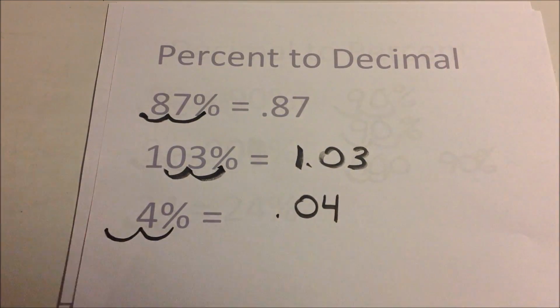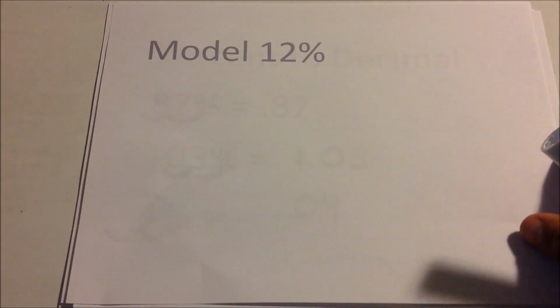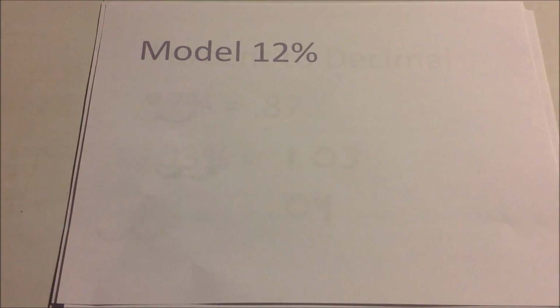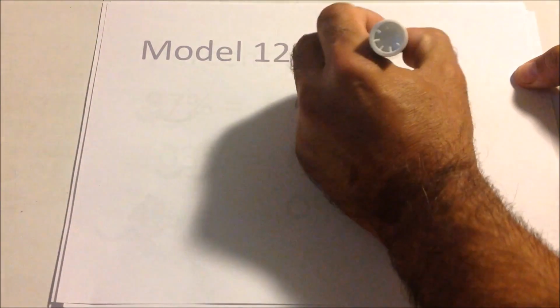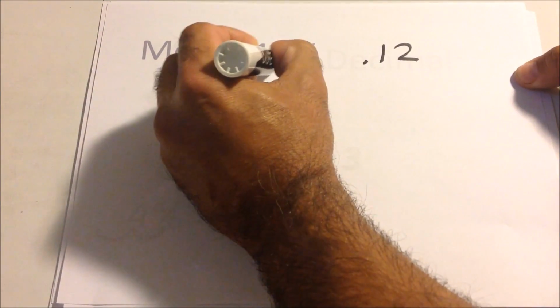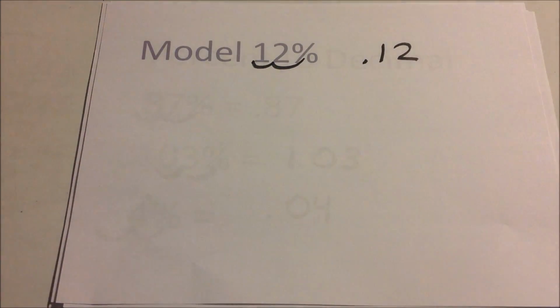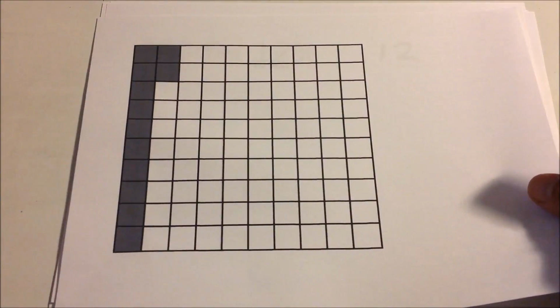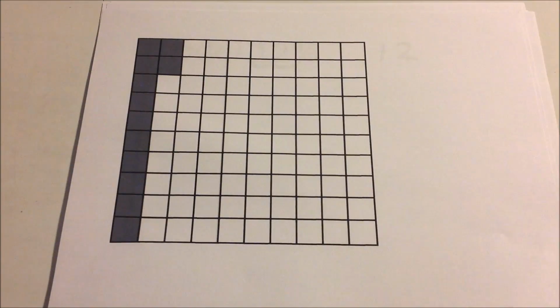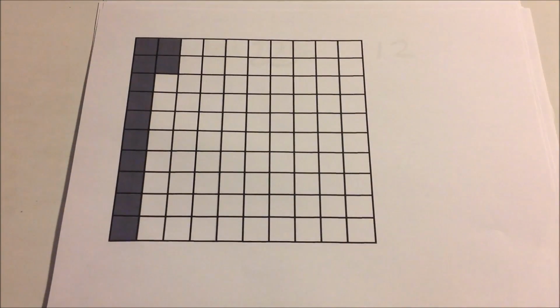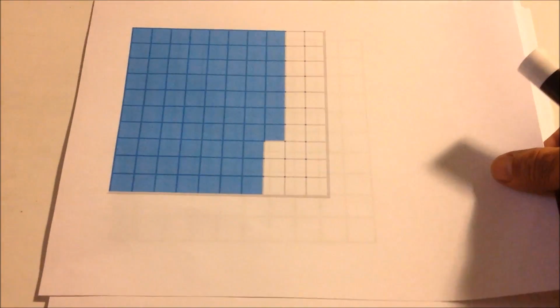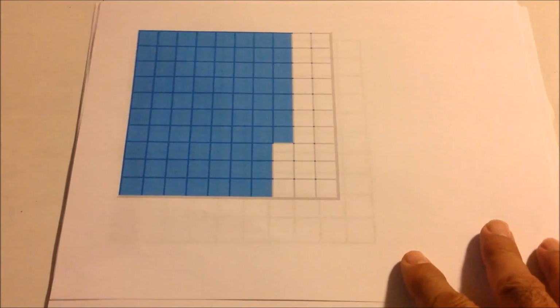So, how would you model 12%? What is 12% as a decimal, by the way? 0.12, right? Move it twice. 1, 2. So how would we model 12%? Okay, so you have 100 boxes, and you're going to shade in 12. So there's 12%. It's pretty easy. So what would this one be? What percent would this be?